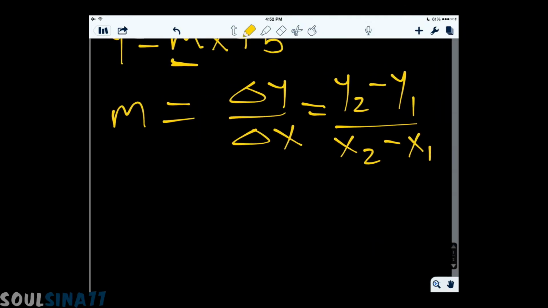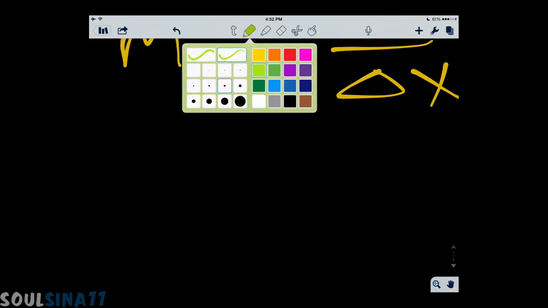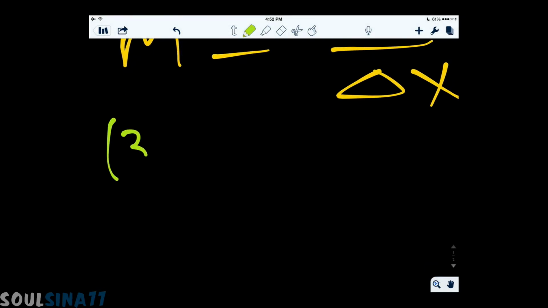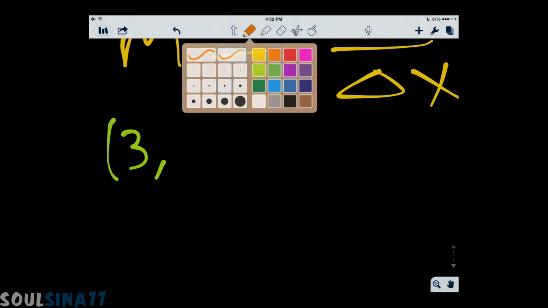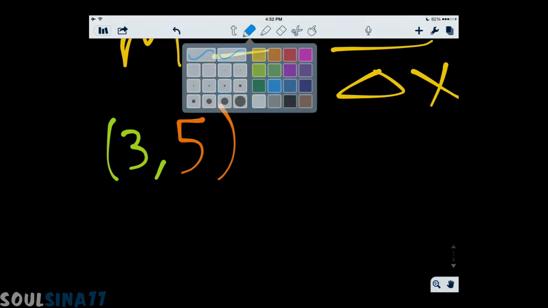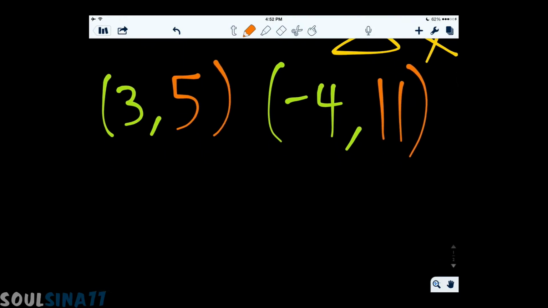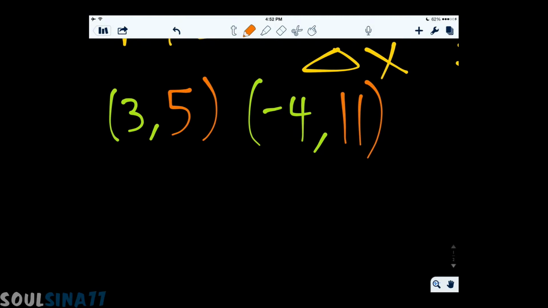So let's have an example of this, okay? Let's say you want to find the slope between 3 comma 5 and negative 4 comma 11. It really doesn't matter. You have to identify your y coordinates. It doesn't matter which coordinate you want to start with as long as you stay consistent. So if you call this y1, this has to be x1.